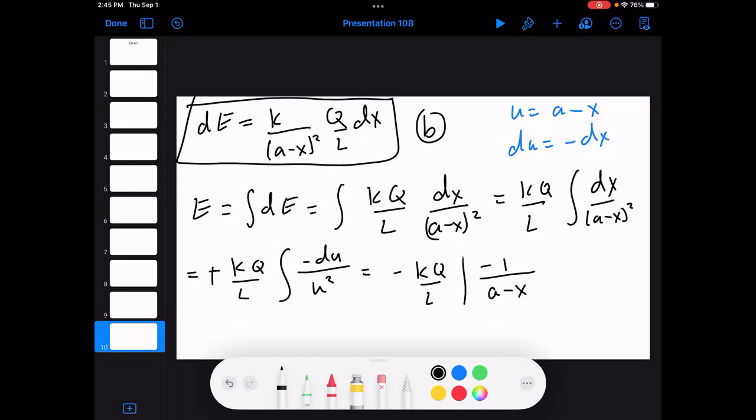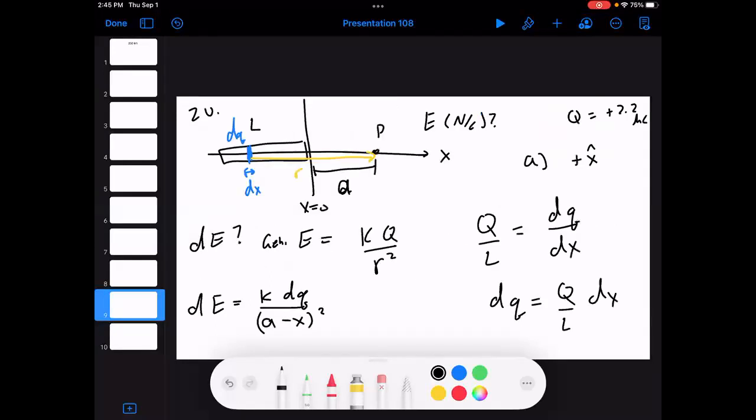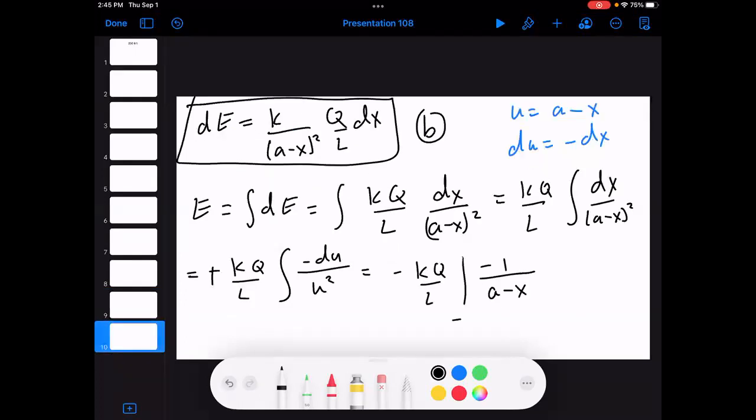Okay, cool. And now we need to think hard about our limits. So we're adding up all the dx's, right? Where should we start adding up dx's and where should we stop? Negative L is a good place to start. Where should we stop? 0. 0 is a perfect place to stop. So we're going from negative L to 0. I'm canceling out some minus signs.